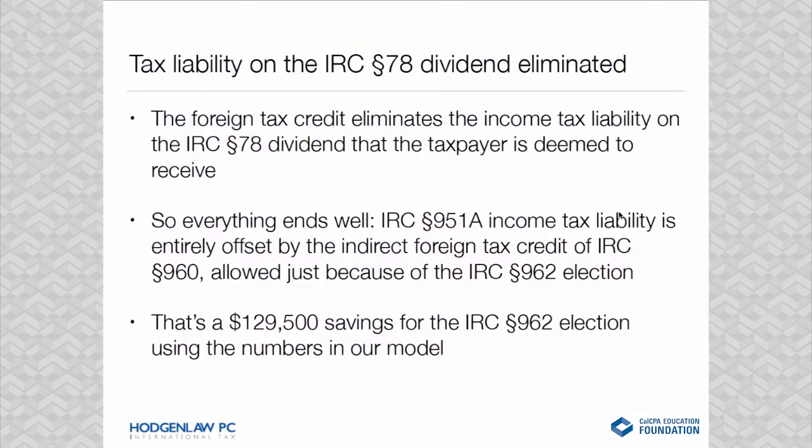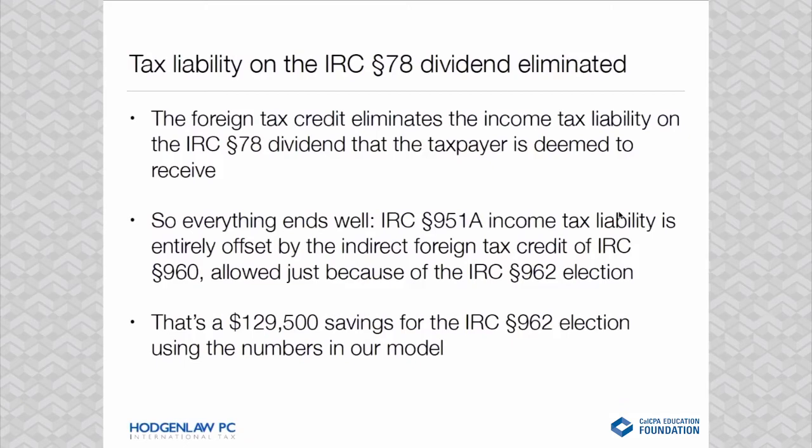So what do we have here? Step back a bit and compare what happened with the El Clasico structure, direct ownership of a controlled foreign corporation, where the Section 951(a) inclusion created $129,500 of tax cost, whereas with the Section 962 election for exactly that same structure.